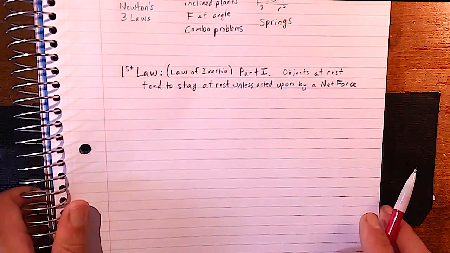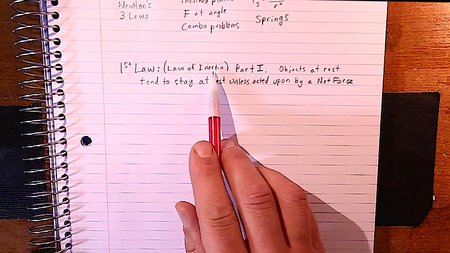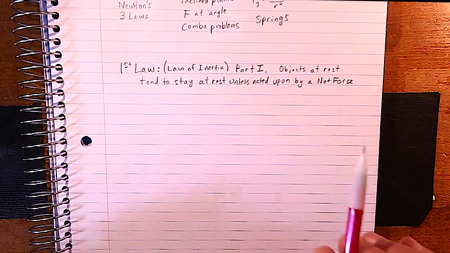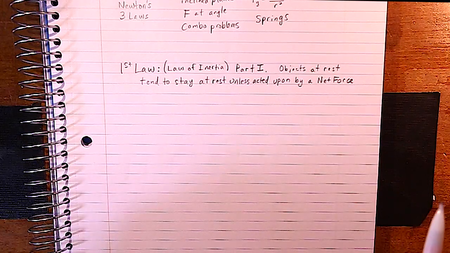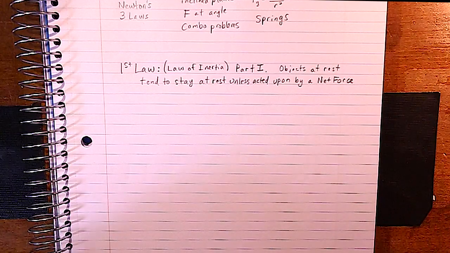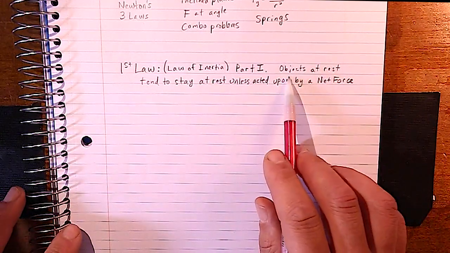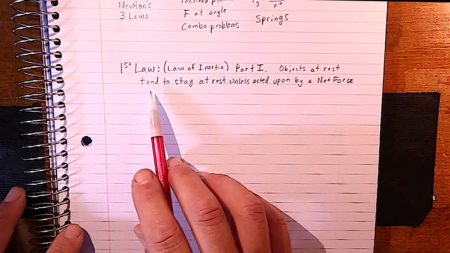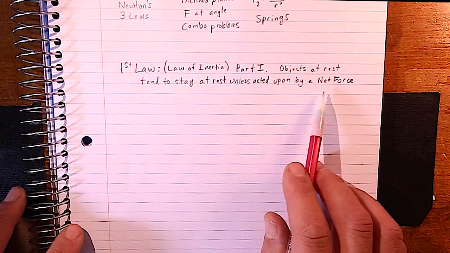So let's get to the first law. The first law is also known as the law of inertia. Now, there's two parts to this law. The first part deals with objects that are not moving, objects at rest. Part 2 deals with objects that are moving at a constant velocity. So part 1 says objects at rest tend to stay at rest unless acted upon by a net force.